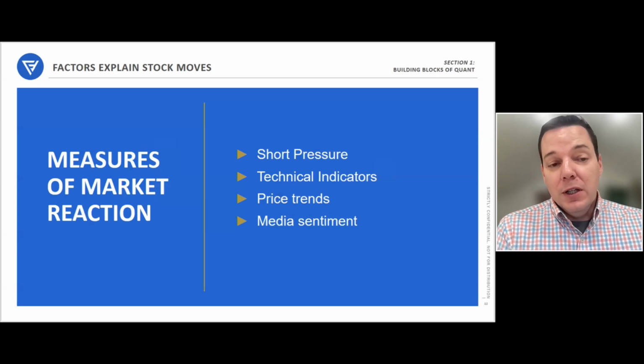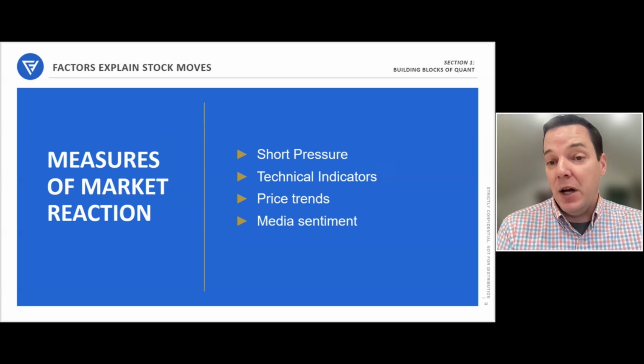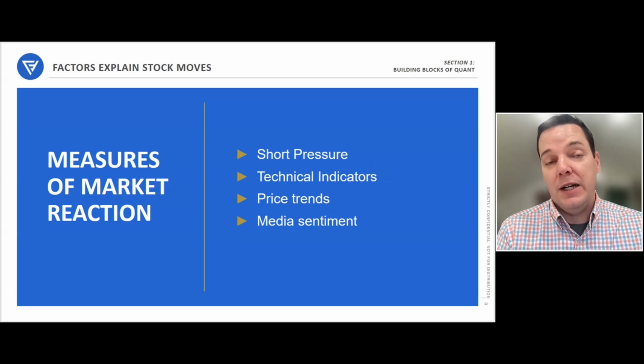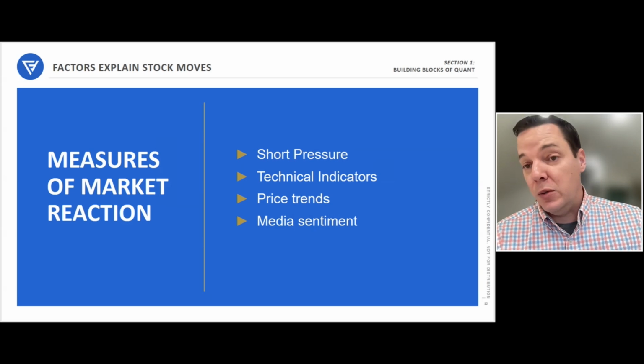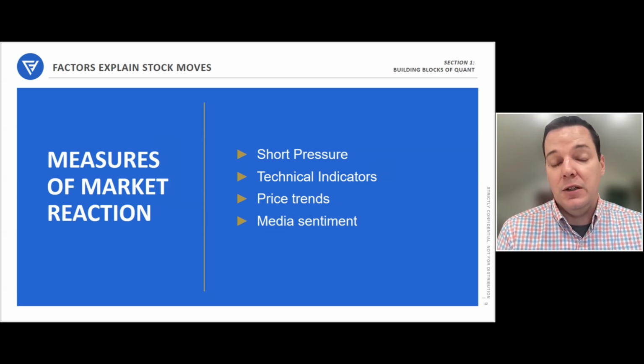So we can also talk a little bit about market reaction. This is stepping a little bit away from the fundamentals, but it's looking at how investors are responding to those fundamentals. We already mentioned price trends, and that's a really useful signal. It's been a great performing factor so far in 2024. But other measures of market reaction are things like short pressure, which I mentioned before, which for us is a utilization calculation that looks at the amount of stock that is being sold short, scaled by what is available to short.